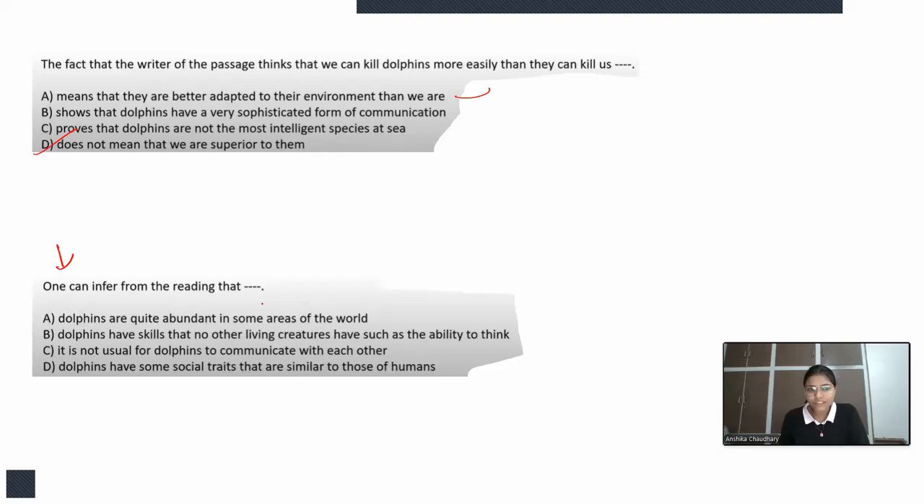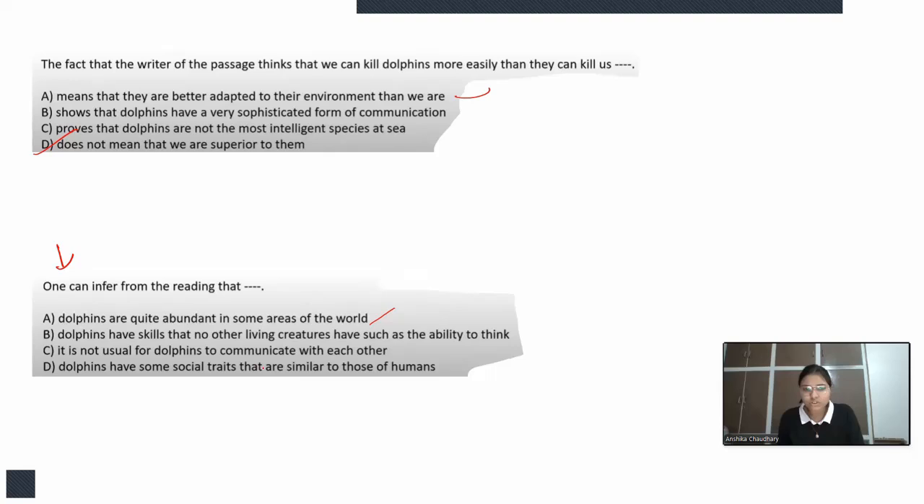One can infer from the reading that dolphins are quite abundant in some areas of the world. No, we are not talking about the world and their abundance in the world, etc. Right? Dolphins have skills that no other living creatures have, such as the ability to think. We have talked about their skills, their nature, etc. But I guess we haven't talked about their ability to think. Anything that is related to the brain, we haven't talked about in that passage.